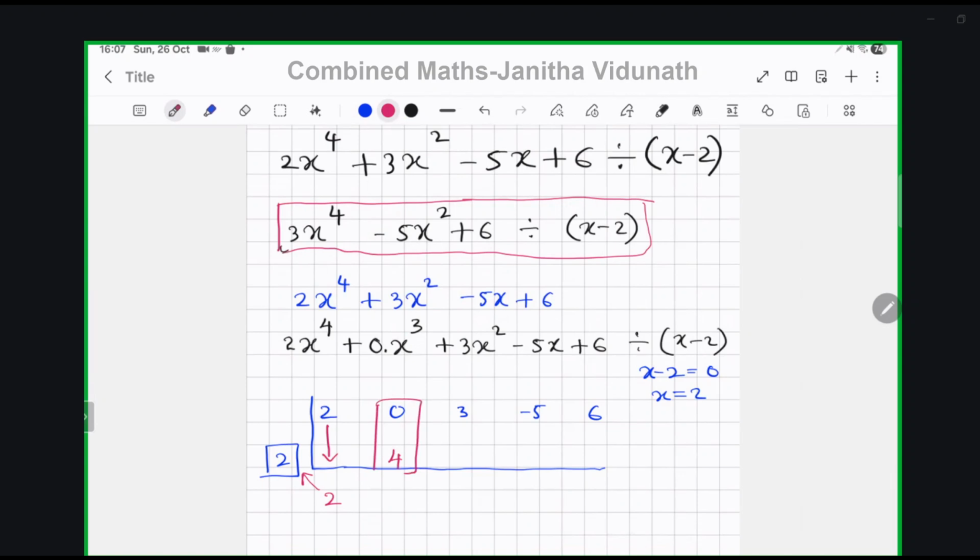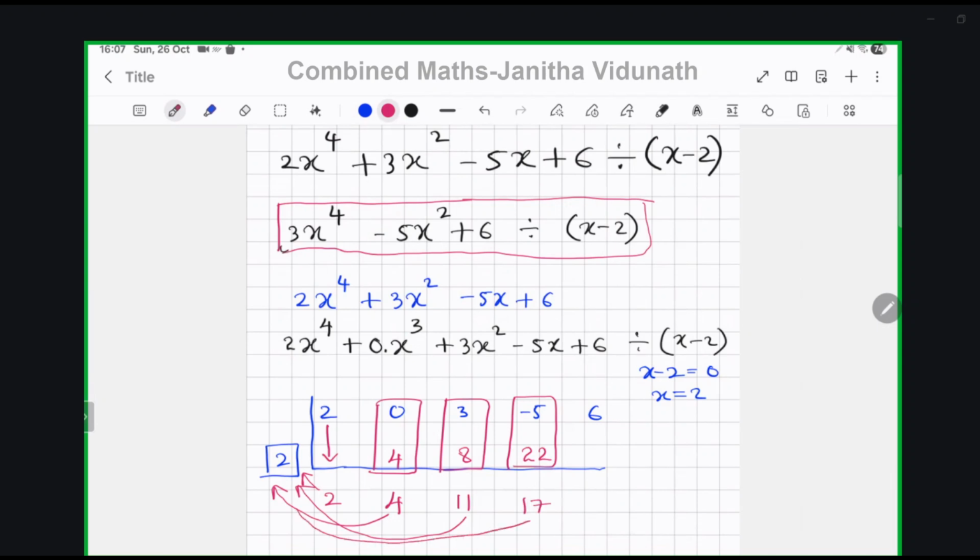Then we need to add the numbers inside the same column. 0 plus 4 is 4. Then we need to multiply 4 with 2. That means 4 times 2 is 8. Then we need to add those two numbers. That means 3 plus 8 is 11. Then we need to multiply 11 with 2, the number inside the box. That means 11 times 2 is 22. We need to move that number to the next column. Then we need to add up the numbers inside the same column. Minus 5 plus 22 is 17.